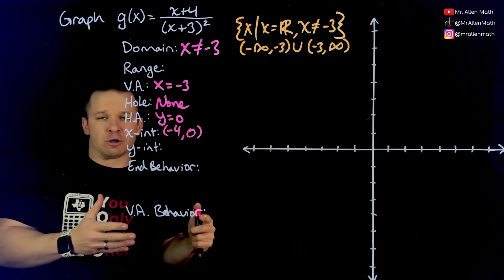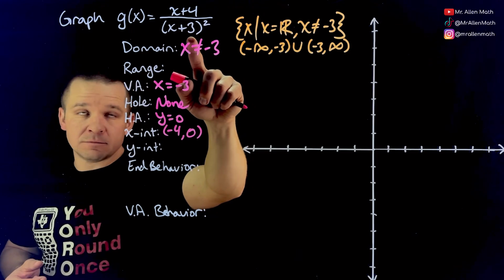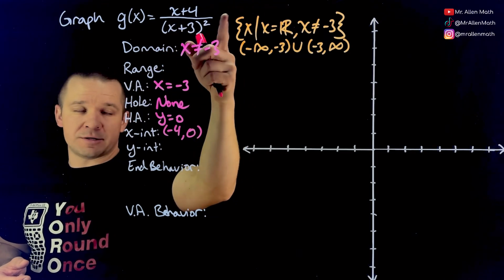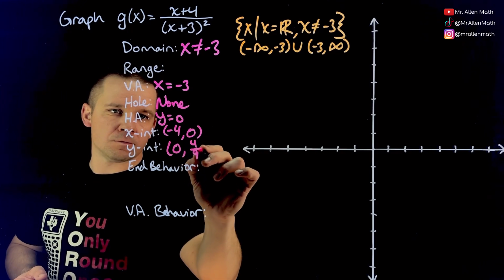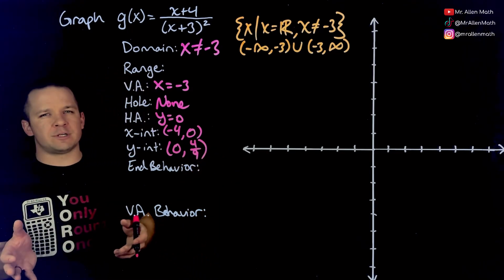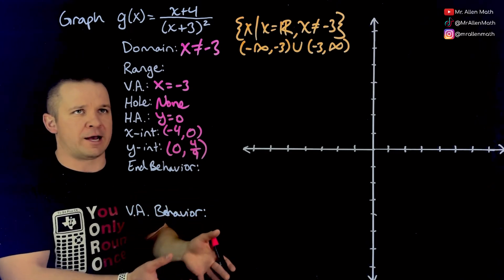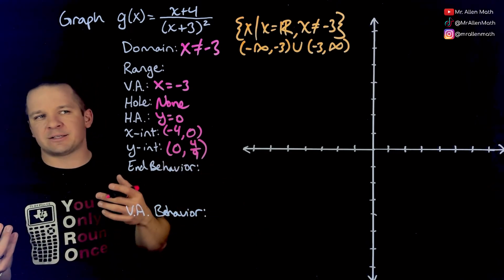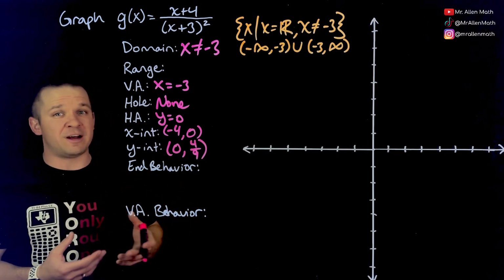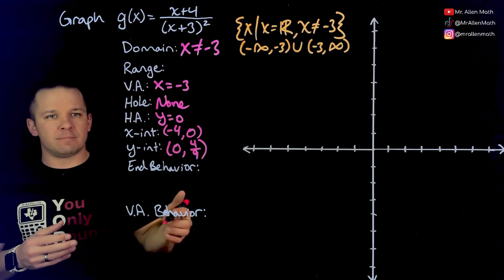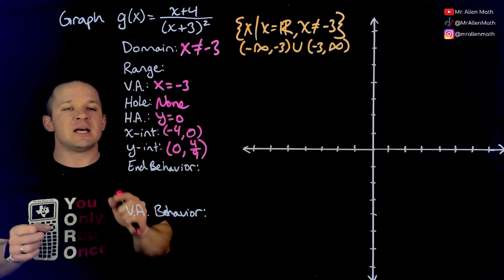Y-intercept. If I plug 0 in, what do I get? Well, I'd have 4 over 9. If I plug 0 in, right? 3 squared is 9. So I'd have 0, comma, 4 over 9. So the cool thing with y-intercept is it's the same every single time, right? I always just plug in 0 for x and evaluate. The same goes with x-intercepts, but some of them are a little easier to find than others, right? But still, 0 for y, 0 for x. That's how you get each of the intercepts there.